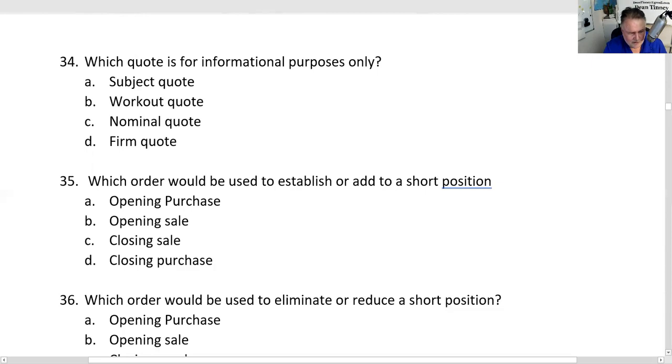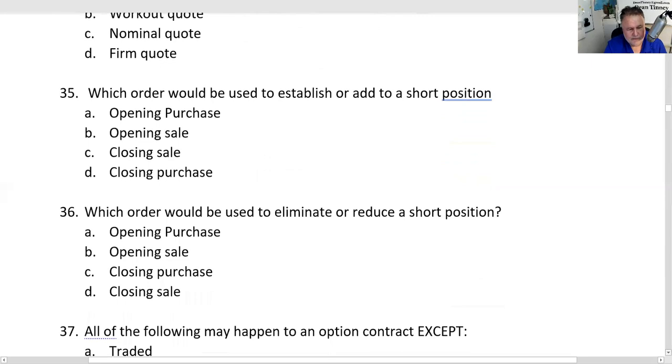If I would have said which of the following is used to eliminate, offset, or reduce a short position, that would be a closing purchase. Money out versus money in. Well, there you go. There's the other version of that, right? So the answer to 35 is C as in Charlie, very much a test issue. The answer to 36 is C as in Charlie, very much a test issue.